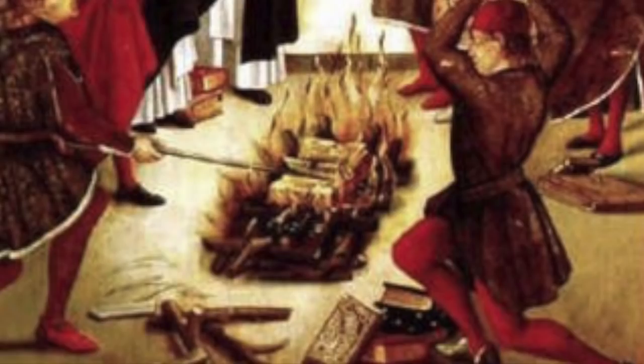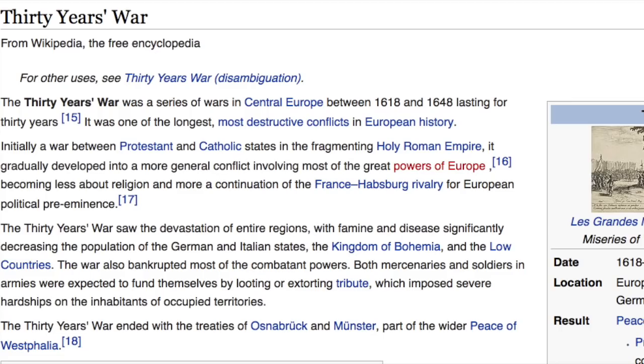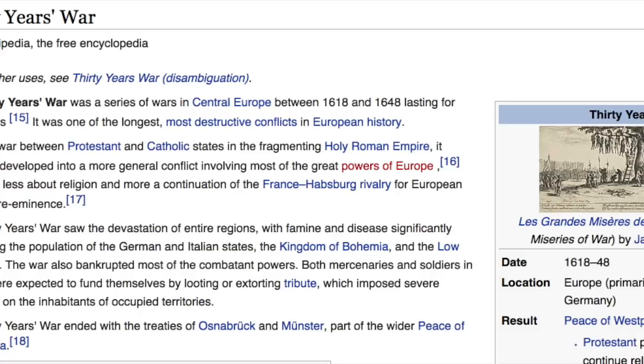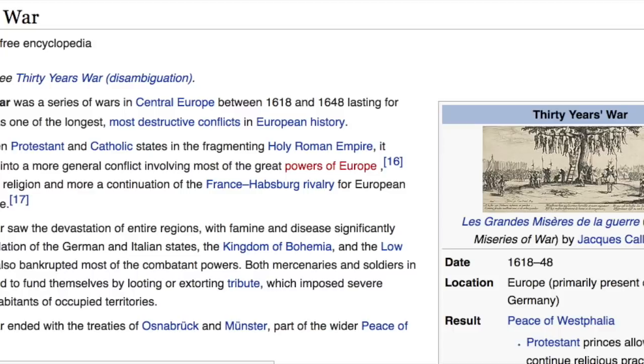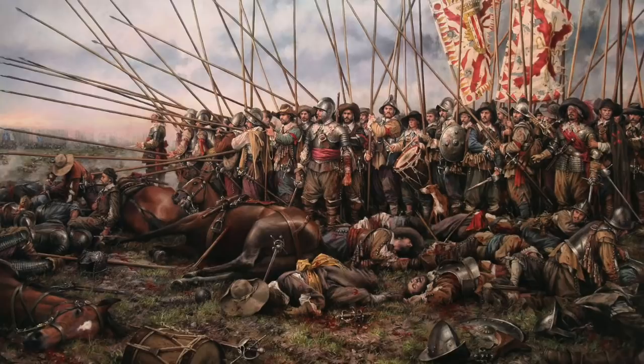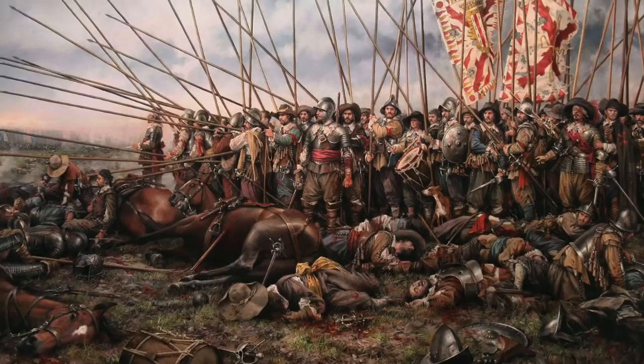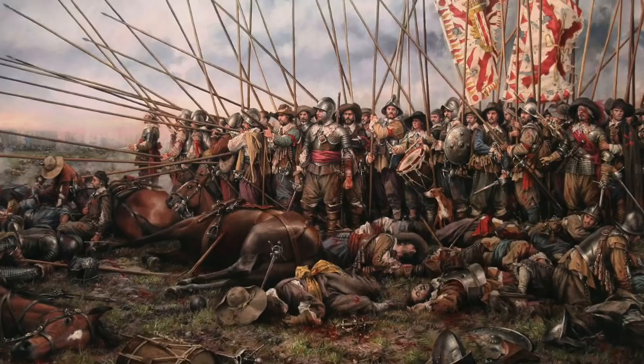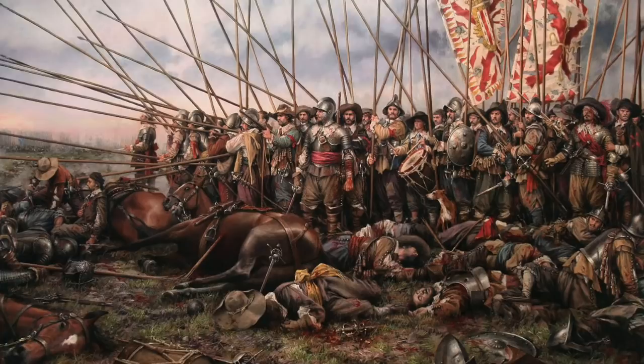So, we are offered to believe that because of not liking organ music or church bells during service, the result was complete devastation of entire regions, famine and disease wiping out most of the population of entire countries, war bankrupting most of the combatant powers, severe hardship on the inhabitants of occupied territories, and one of the longest, most destructive series of wars in European history, lasting for 30 years. And do you believe that people did all this because of the style of music being played in the churches?